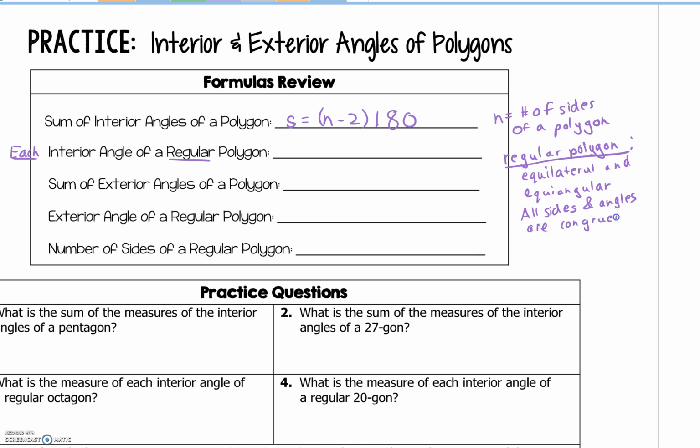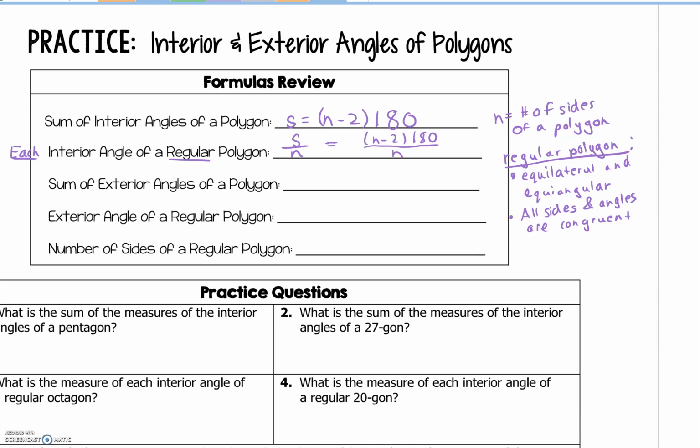All right, so back to the formula. To find each interior angle of a regular polygon, you find the sum of the angles and then you divide by the number of sides. If you prefer the whole formula, the sum of the angles is (n minus 2) times 180, and I divide that whole thing by n. It looks kind of messy, but it's just plugging into your calculator, not too bad.